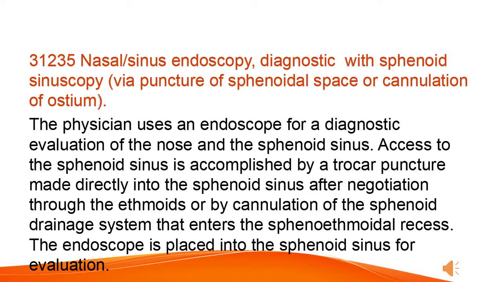Nasal/sinus endoscopy, diagnostic with sphenoid sinuscopy, via puncture of sphenoidal space or cannulation of ostium. The physician uses an endoscope for a diagnostic evaluation of the nose and the sphenoid sinus. Access to the sphenoid sinus is accomplished by a trocar puncture made directly into the sphenoid sinus after negotiation through the ethmoids or by cannulation of the sphenoid drainage system that enters the sphenoethmoidal recess. The endoscope is placed into the sphenoid sinus for evaluation.